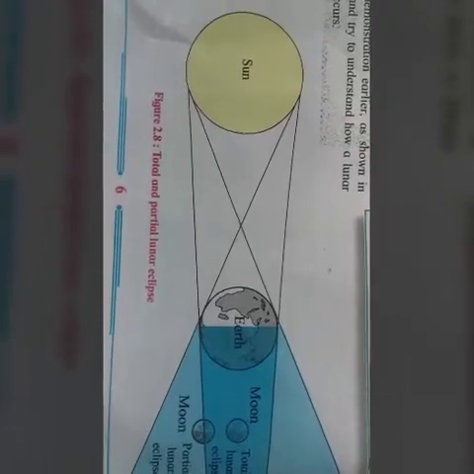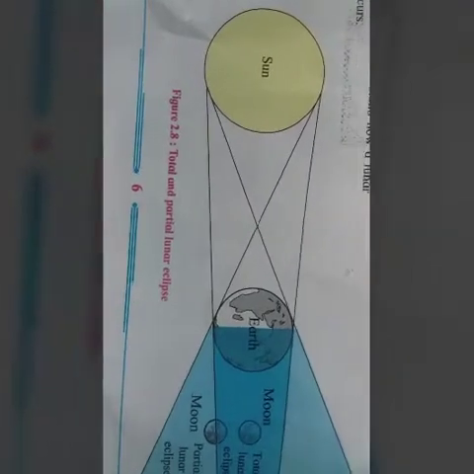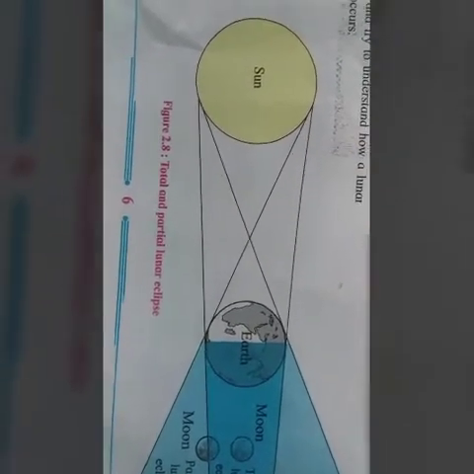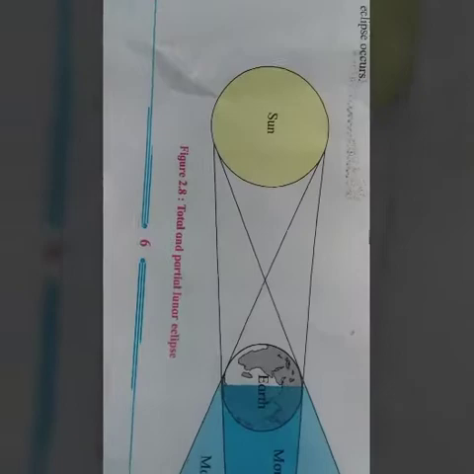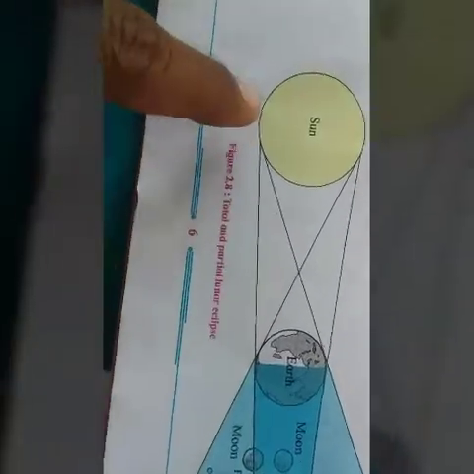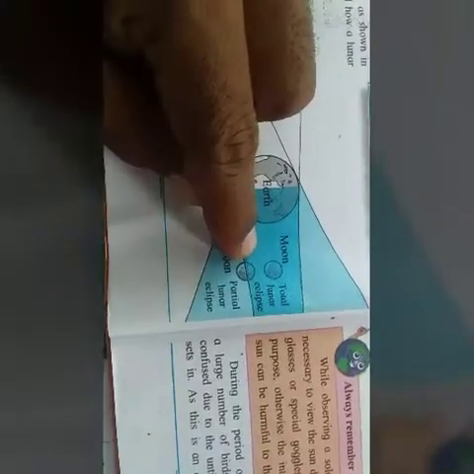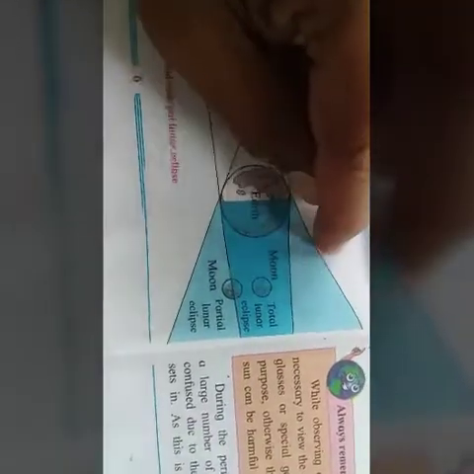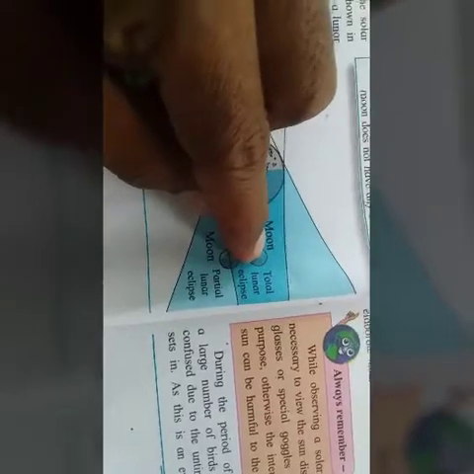A lunar eclipse occurs on a full moon day, but not on every full moon day. A lunar eclipse occurs if and only if the sun, the earth and the moon are in the same plane and fall in a straight line, while revolving around the earth, when the moon enters the shadow of the earth.